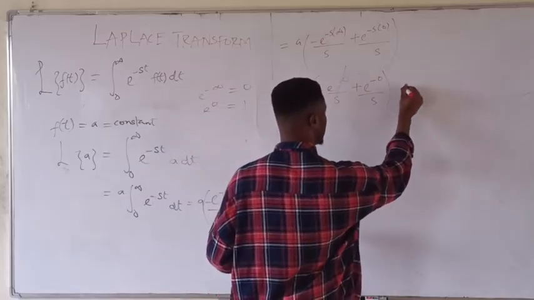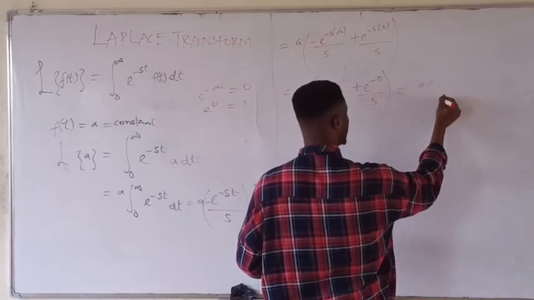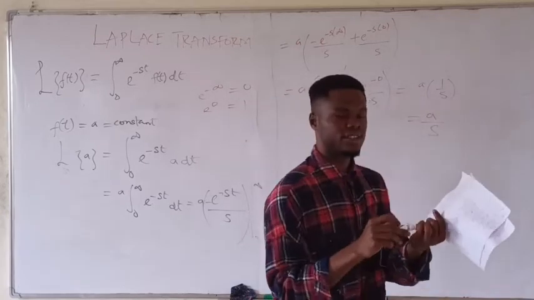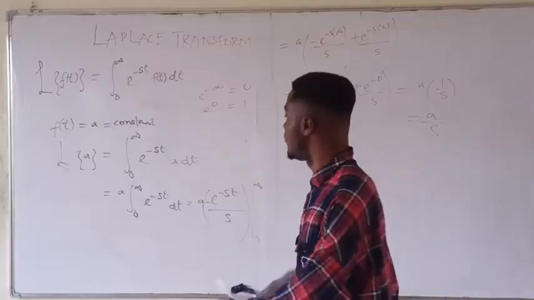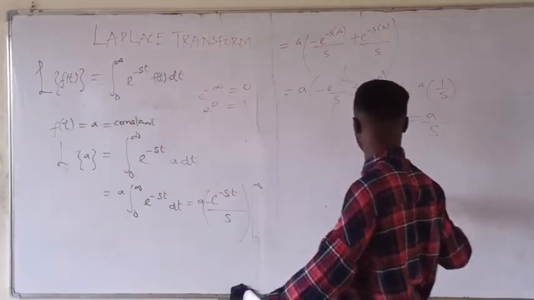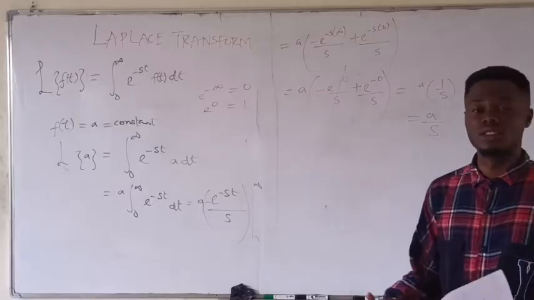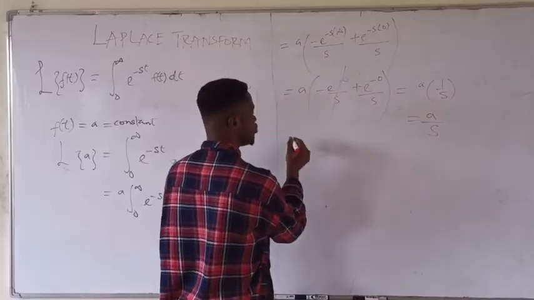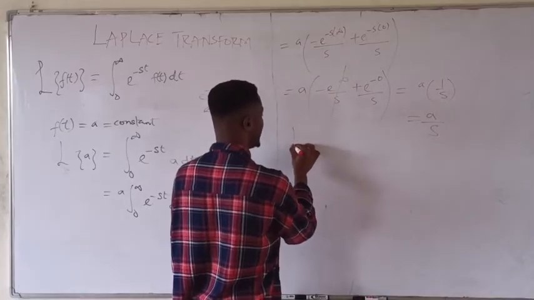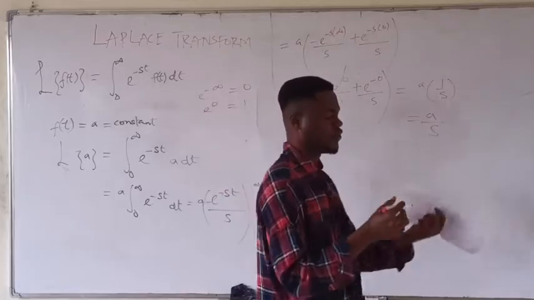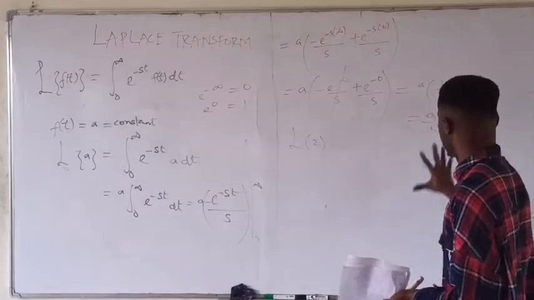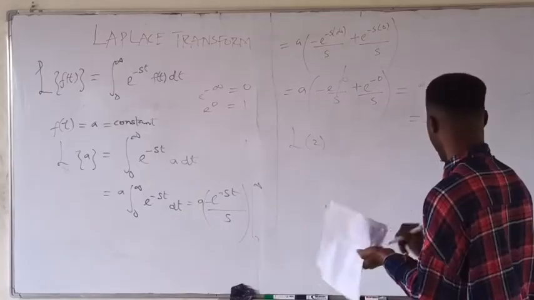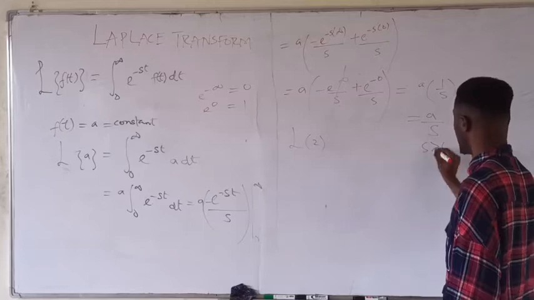So that means the answer to this integral is a into 1 over x, which is equal to a over x. That means the Laplace of a constant a is going to give us a over x in the integral function. Example, let's assume that we are asked to solve for the Laplace of 2. Mind you that this answer to this integral can only be valid if s is greater than 0.